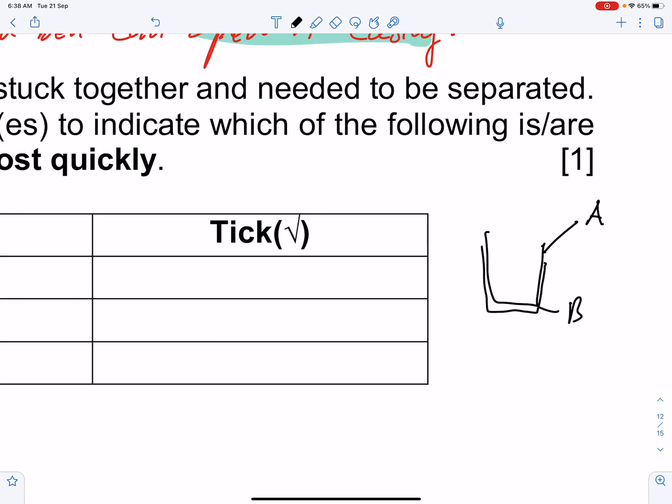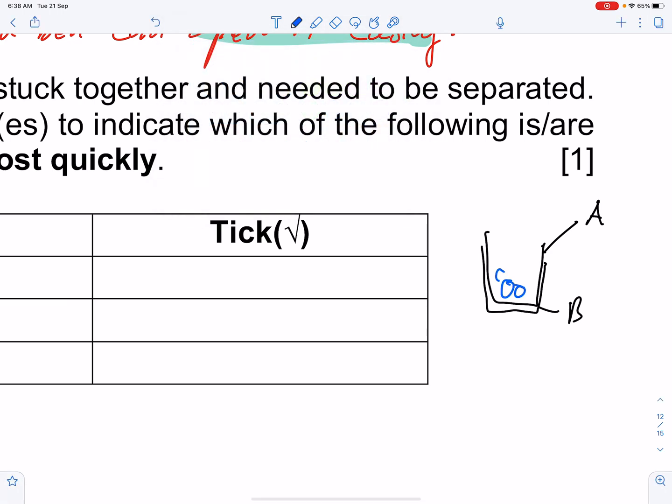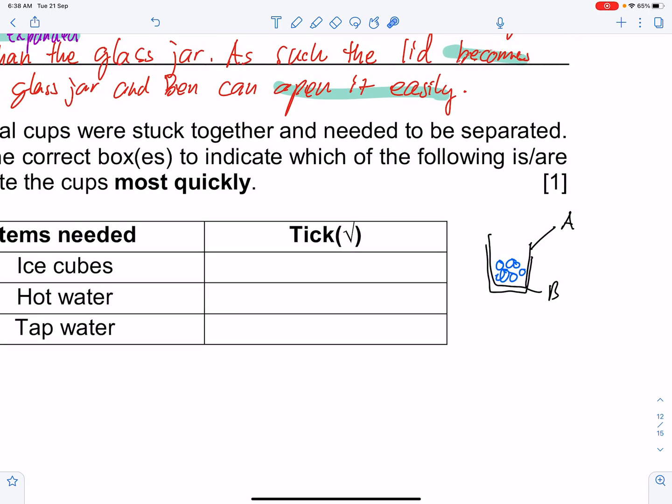Okay, so you want the inner cup to become smaller, so you could put the ice cube inside, right? But you want the outer cup, the B cup, to become bigger. So you need some sort of source of heat, right? So then you will put hot water on the outside. So therefore the answer would be ice cube and hot water, these two.